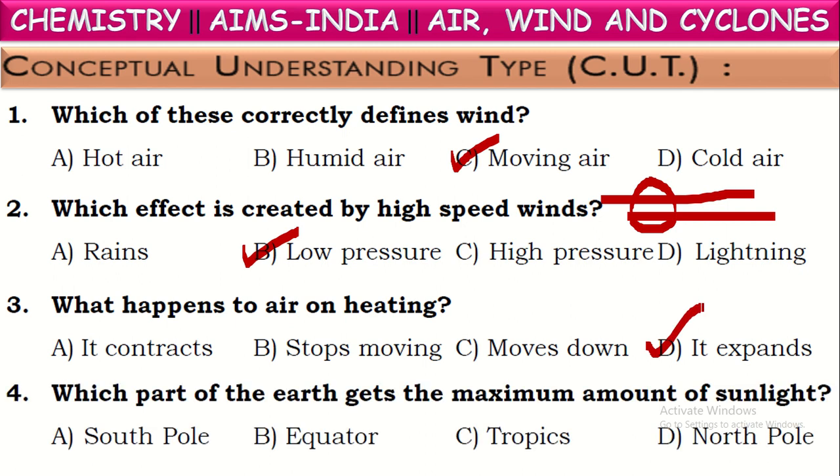Okay, next one. Which part of the earth gets the maximum amount of sunlight? See, the part of earth where the sunlight falls straight, in that place it will be very hot and it gets more heat. That place is the equator. So to the sun, the equator is very straight and there maximum heat energy is absorbed from the sun. To the polar regions, somewhat less.